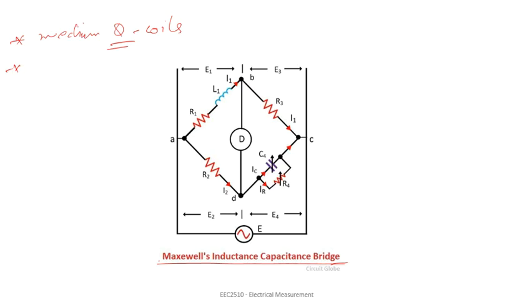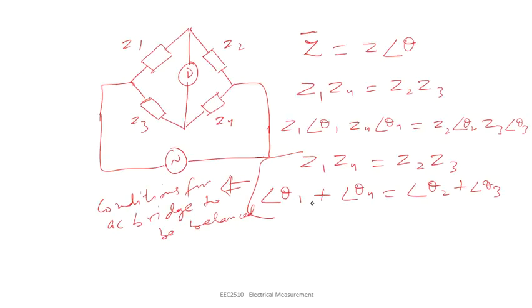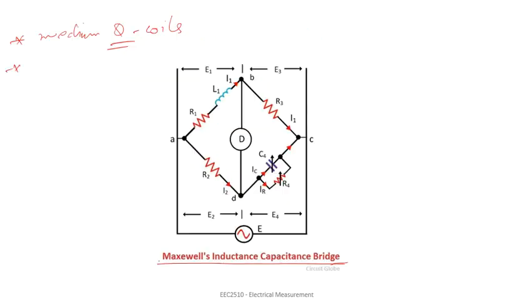For high Q factor coils, the condition of phase angle also has to be satisfied. If the coil has a high Q factor, then the phase angle of that coil will be very nearly 90 degrees positive. We are talking about this coil here, the unknown branch. If it has a very high Q factor, the phase angle will be very nearly 90 degrees in the positive direction, which requires that the phase angle of the capacitance arm must also be very nearly 90 degrees to cancel out each other.